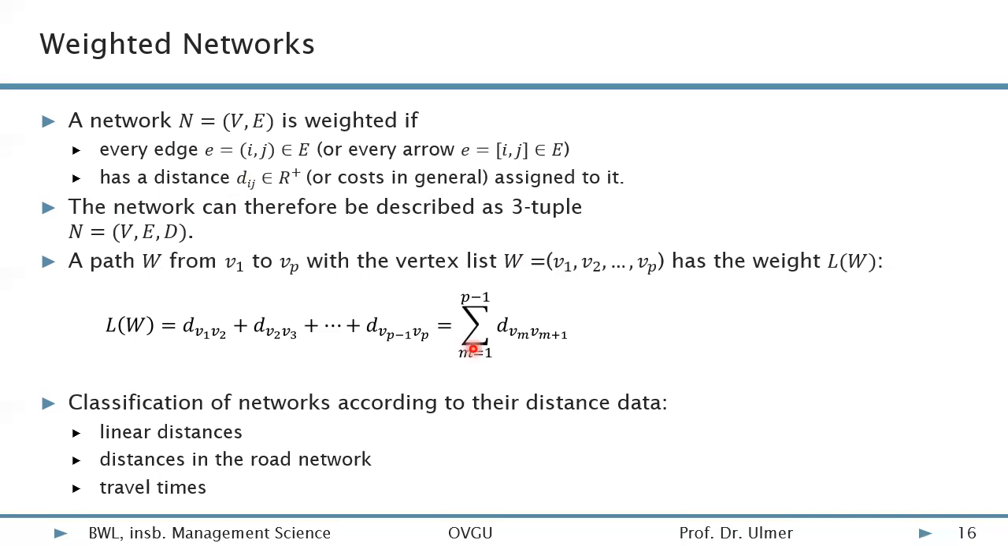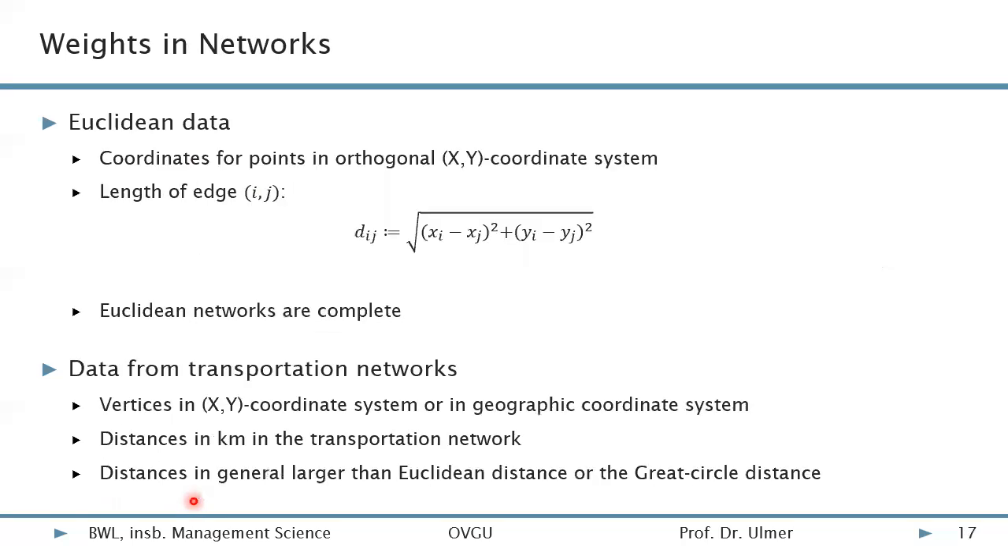In transportation, we usually have 3 types of distance matrix. So there could be the linear distances, the Euclidean distances between 2 locations. There could be distances in the road network. So usually we cannot directly travel from A to B. We have a road network to consider, or there can be travel times in the network because one street might be longer, but we can travel faster than on another one. And we'll have a closer look at these 3 in the following.